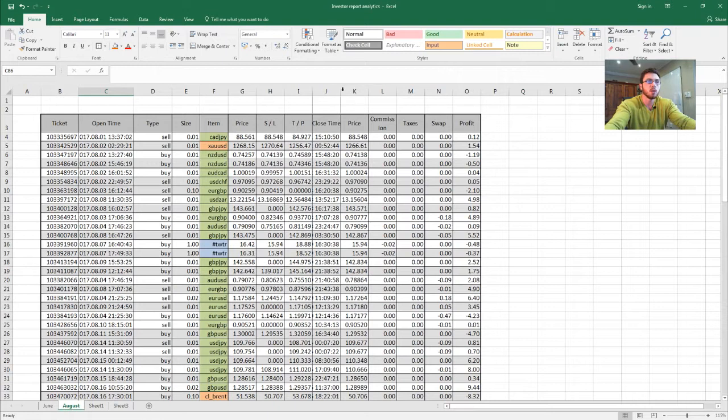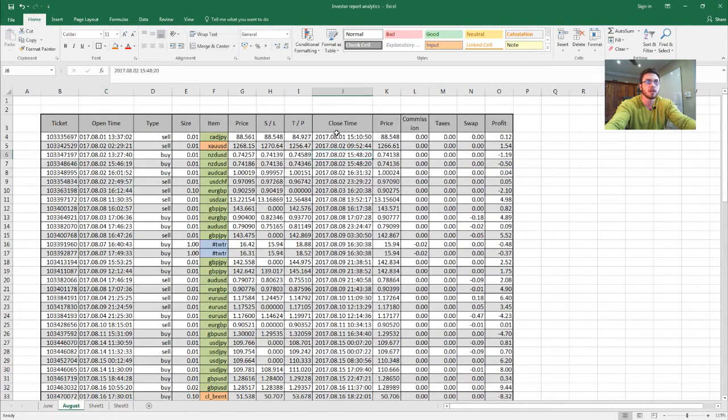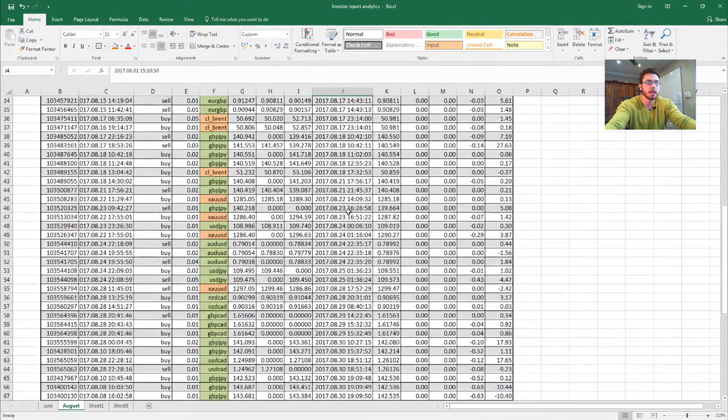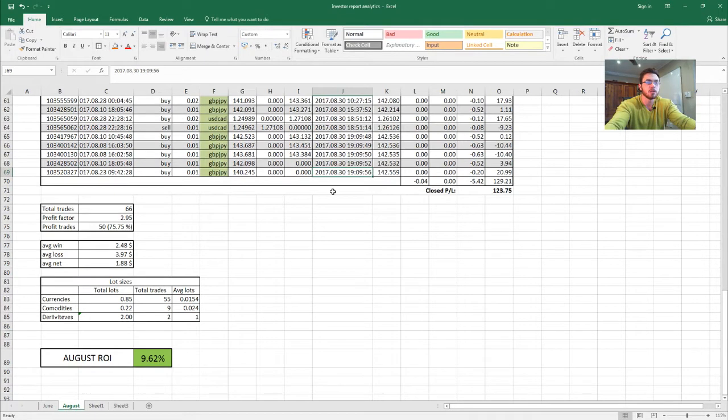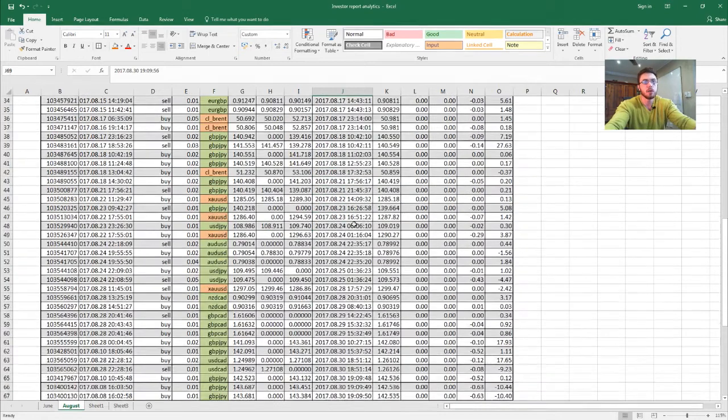So as you can see, all of this information is here, and you can see the close times. The first trade we closed was on the 1st of August at 10 in the morning, and the last trade that we closed was at 9 minutes past 7 on the 30th of August. So you can see all the positions here.